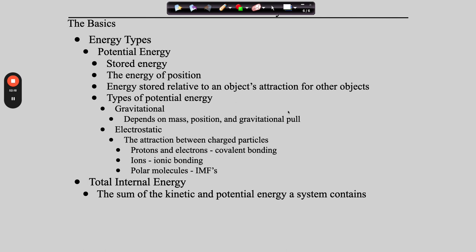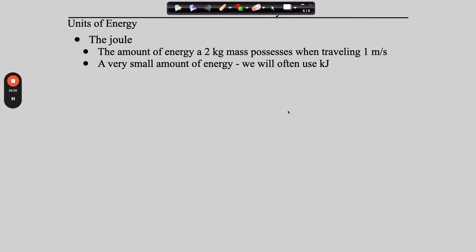Guys, units for energy. We already talked about it. When we measure energy, we have the joule. We've already written this down. It is the amount of energy that a 2 kilogram mass possesses traveling at 1 meter per second. But guys, this is not very much energy. So instead of using joules, we will use kilojoules, thousands of joules.